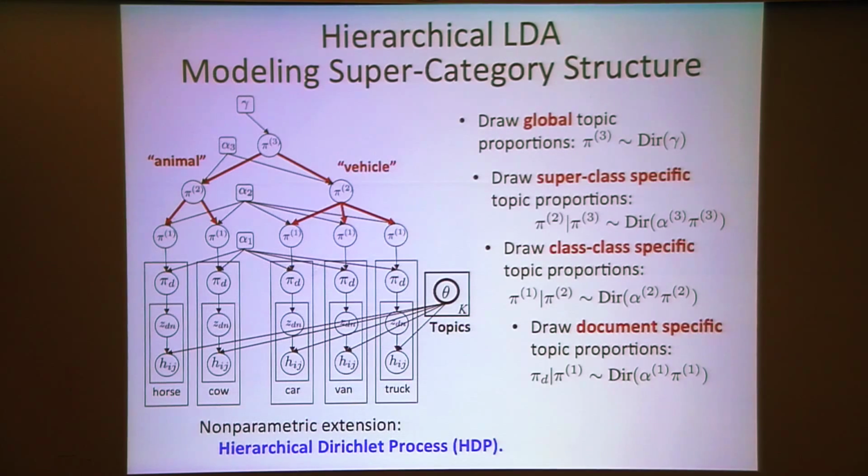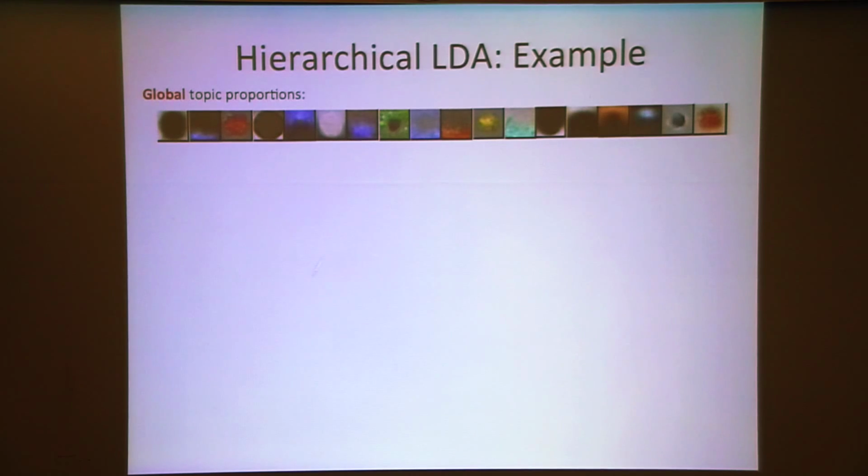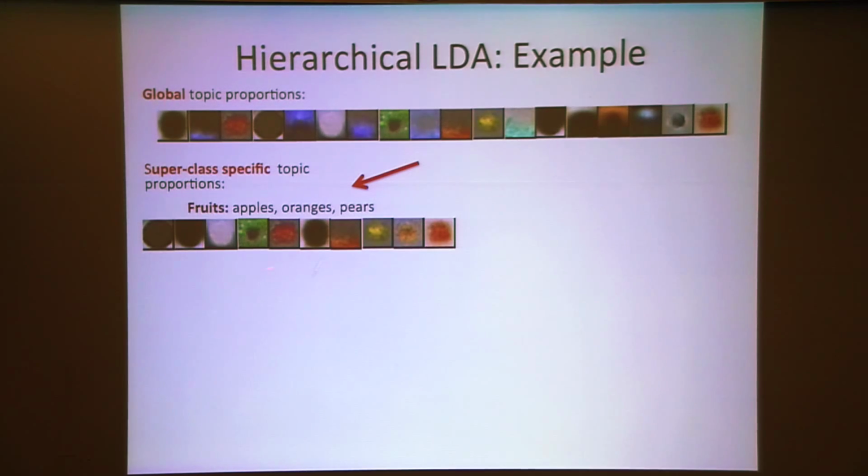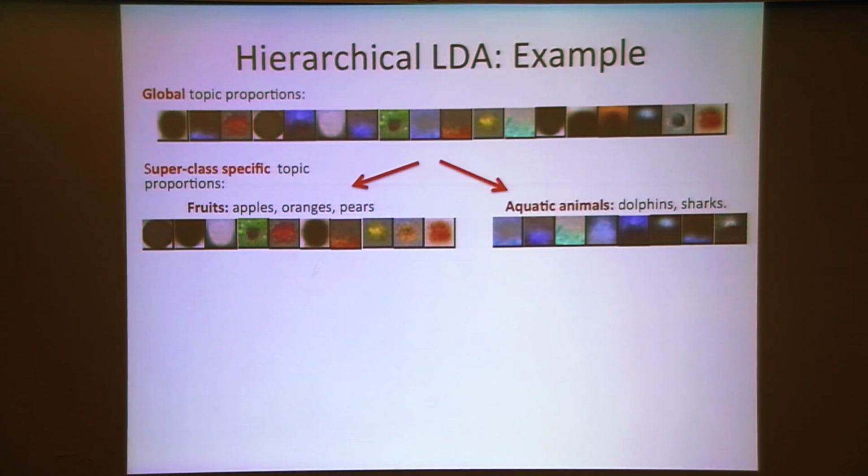There is also a non-parametric extension of this model, called the hierarchical Dirichlet process. It's fairly straightforward to let the number of topics k go to infinity. Pictorially, here is a visualization of the high-level features, the topics that the model discovers. Then there are superclass-specific topic proportions. For example, fruits, apples, oranges, and pears have these high-level features, whereas aquatic animals have these high-level features. Notice that there is a nice separation of high-level features.